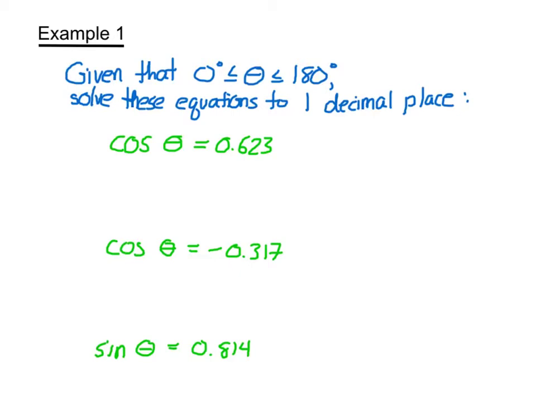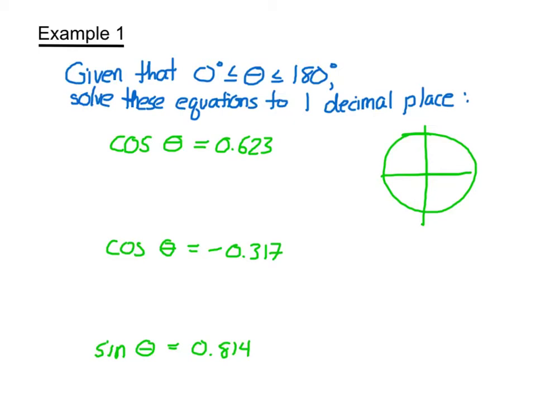Let's take a look at a few examples. In these problems, it's given that theta is between 0 and 180 degrees, and we want to solve these equations to one decimal place. In all of these problems, it's helpful to draw a unit circle, a quick sketch of the unit circle, and I'll show you why.